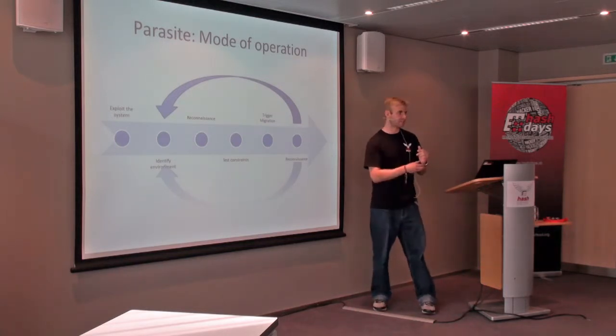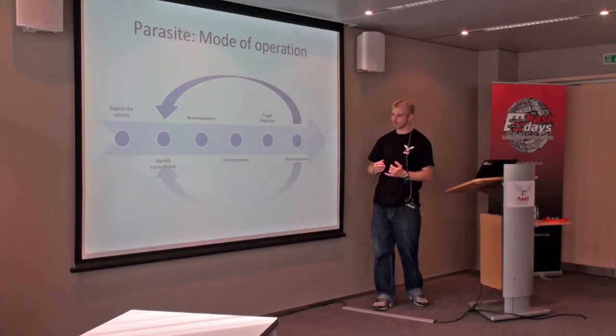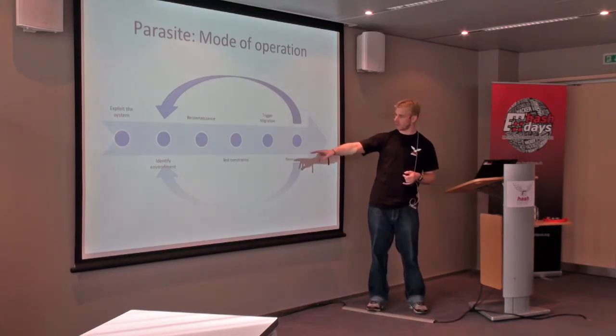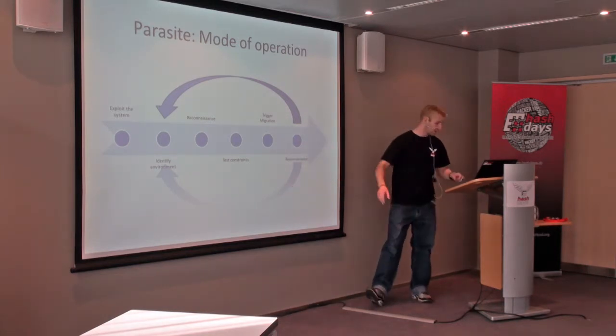This is a proof of concept, right? So I haven't discussed how you'd hide this kind of network traffic from the VM and break it. It's still in the early stages, right? The test constraints trigger migration and reconnaissance. The test constraints trigger migration was an additional module I was considering.